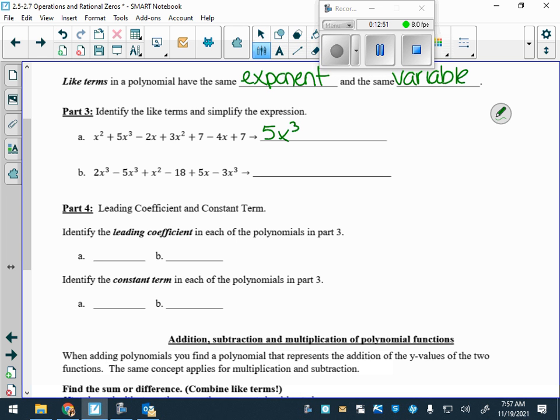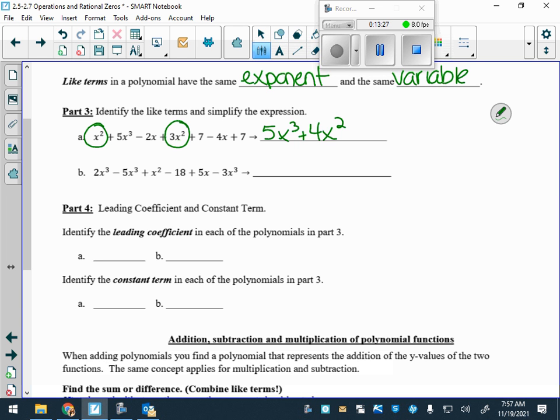Okay. After 5x cubed, what would come next? What would be the exponent? Hannah? Not 3x cubed. Be careful. Christopher? 4x squared, because we have 3x squared and we have x squared, so we're able to combine those two. Okay, so you're just adding the coefficients. So it's plus 4x squared.